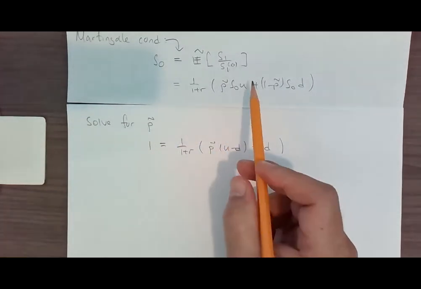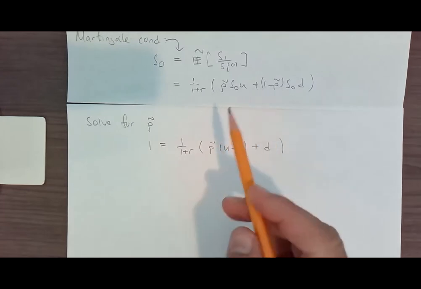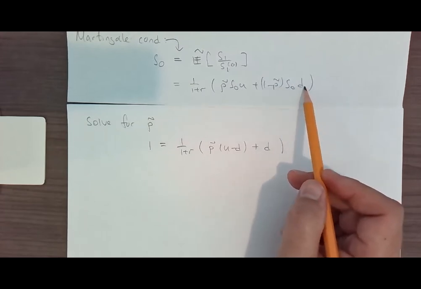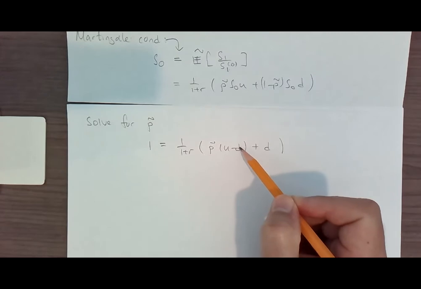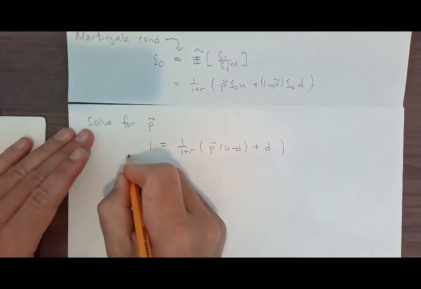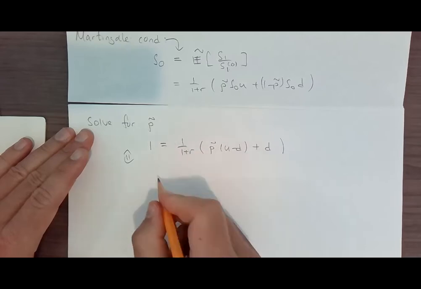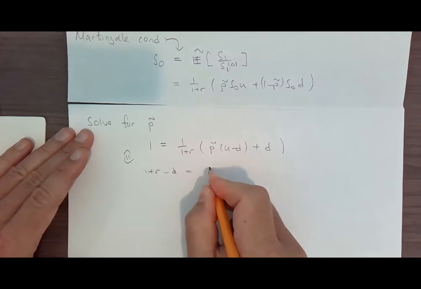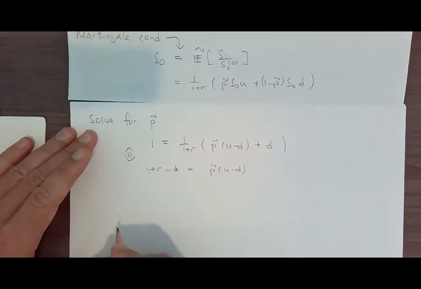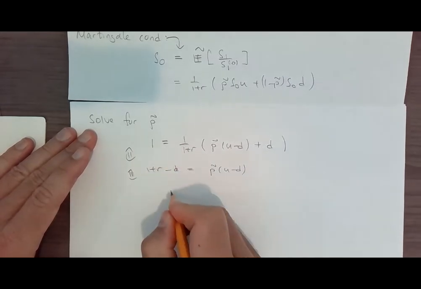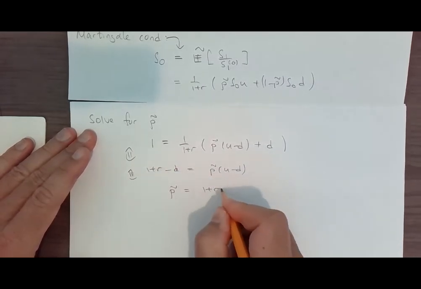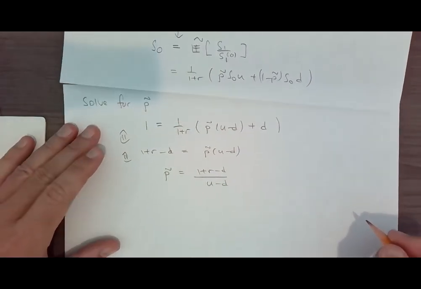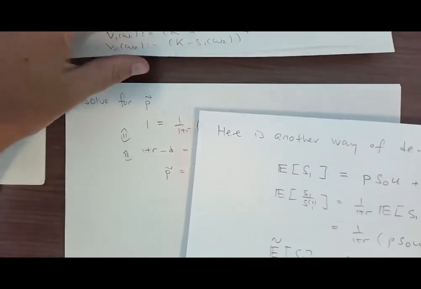Right, I divide it through by S0, and then I put P tilde outside a parentheses, so I have P tilde U, and then I have minus P tilde D. Okay, so the P tilde is outside, I get a minus D. Okay, so then what I'll do is move 1 plus R to the other side. I'll move the D to the other side, and then this will be P tilde times U minus D. And so I get the formula for P tilde. This is 1 plus R minus D divided by U minus D. And this agrees with that formula we derived from mathematics.